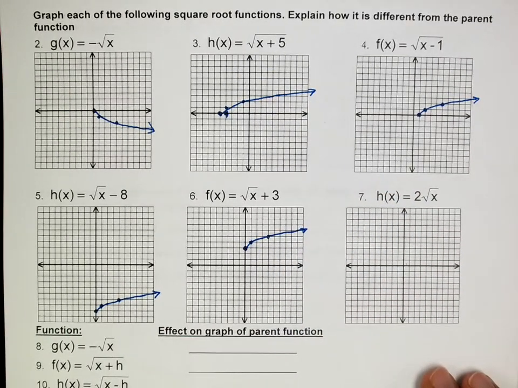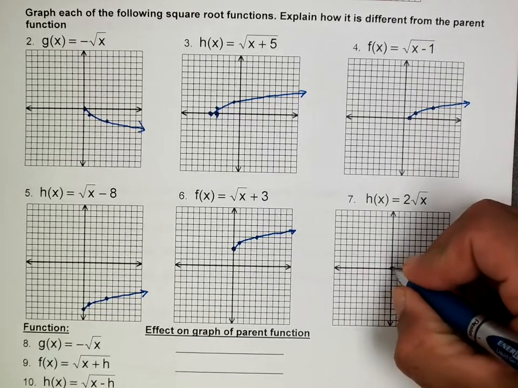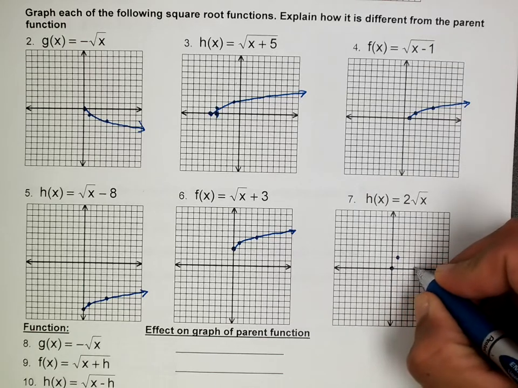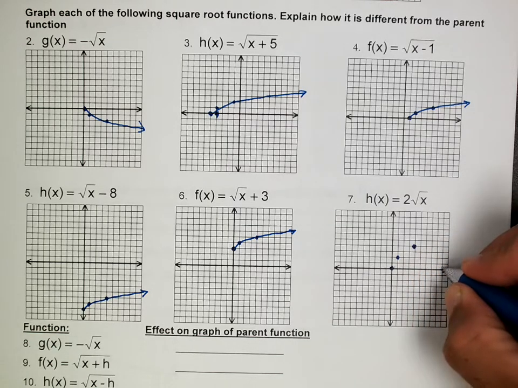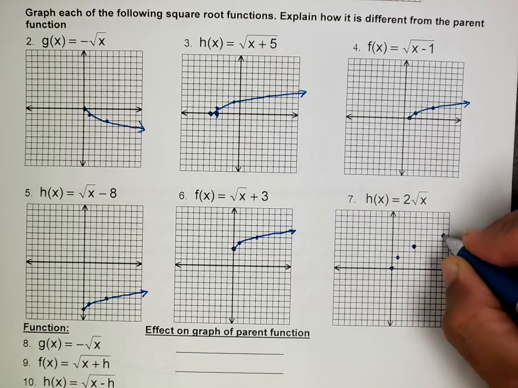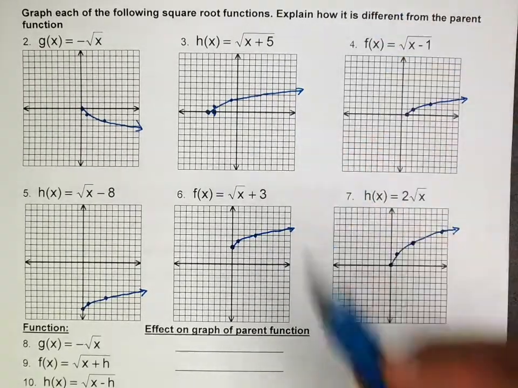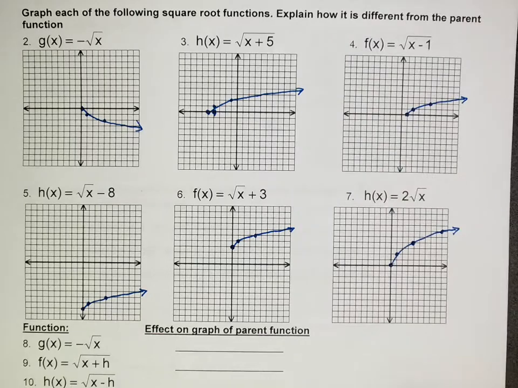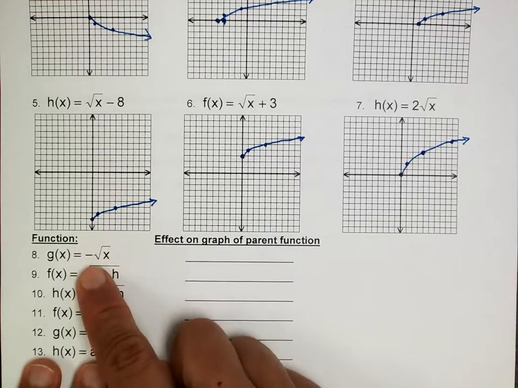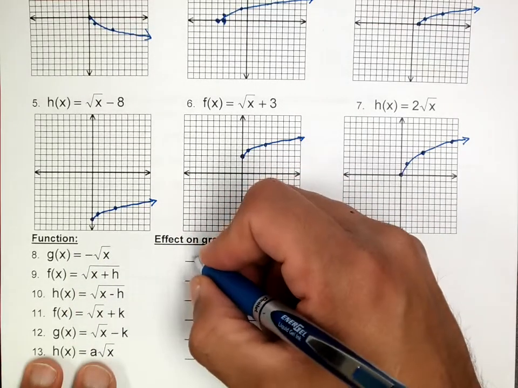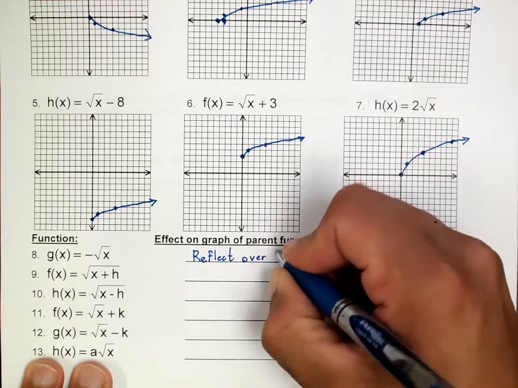Okay? Now, finally on this one, notice that you have a 2 in front of the square root. So what happens with this one is the following. It'll look like that. Notice that the difference between this one and the parent function is that it looks like this one was stretched vertically. So in general, if you have a negative outside the square root like this, that's going to make the parent function reflect over the x-axis.